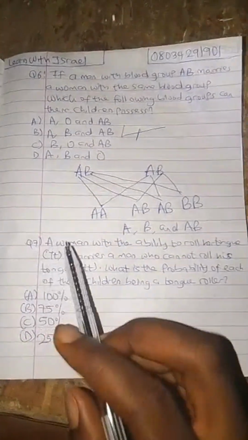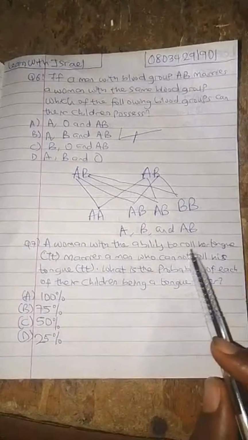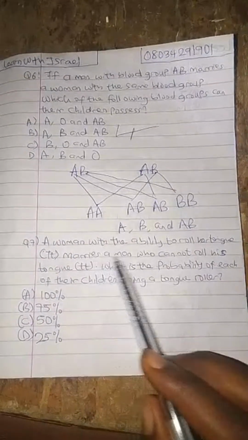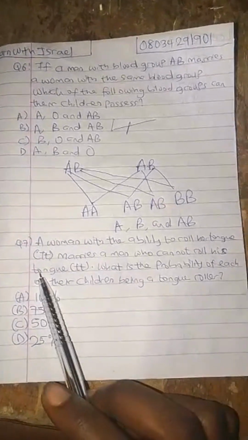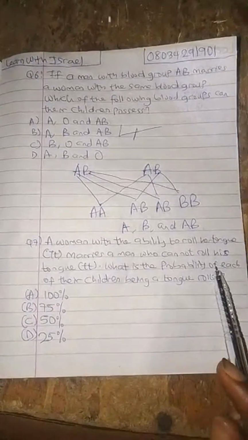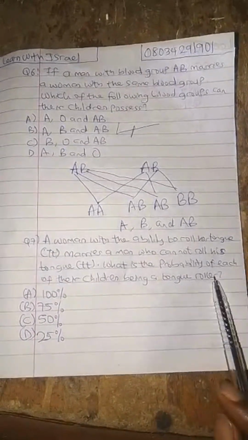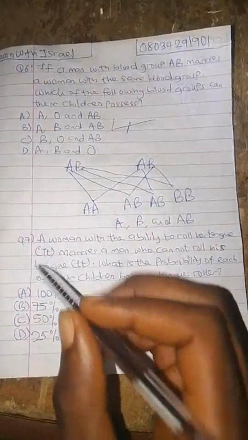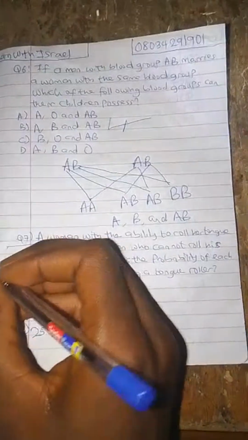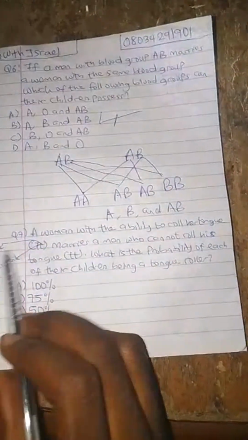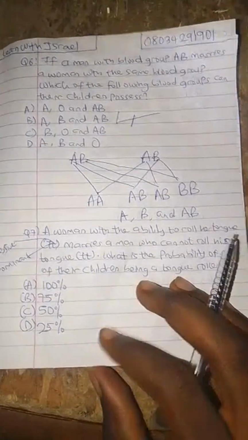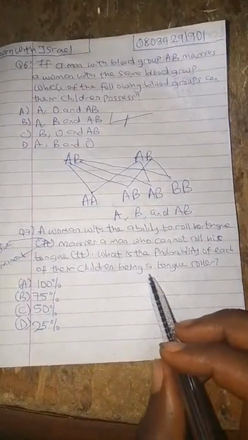Question 7. A woman with the ability to roll her tongue, TT, marries a man who cannot roll his tongue, small letter tt. What is the probability of each of their children being a tongue roller? So the capital letter T means dominant trait, while the small letter t means recessive trait. So what is the probability of their children being a tongue roller?